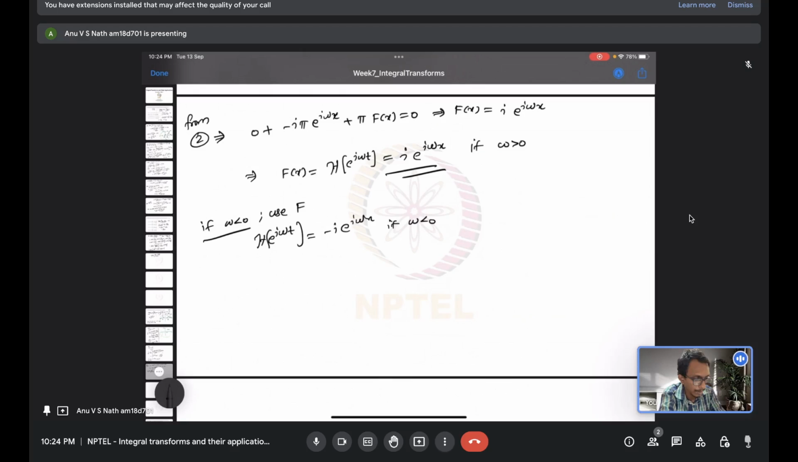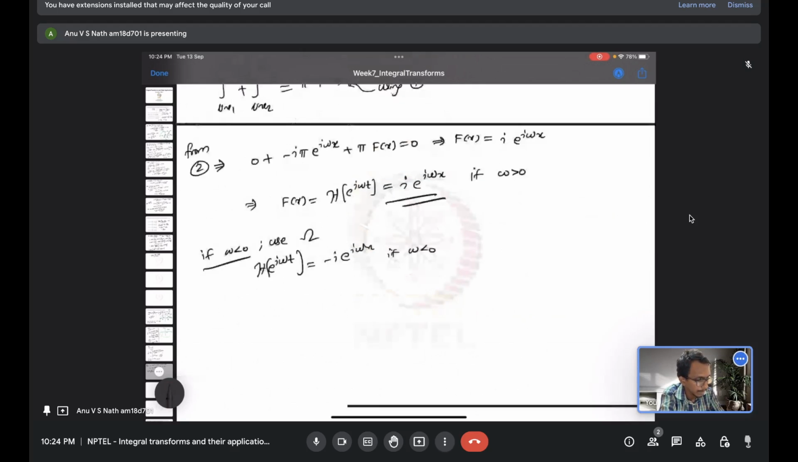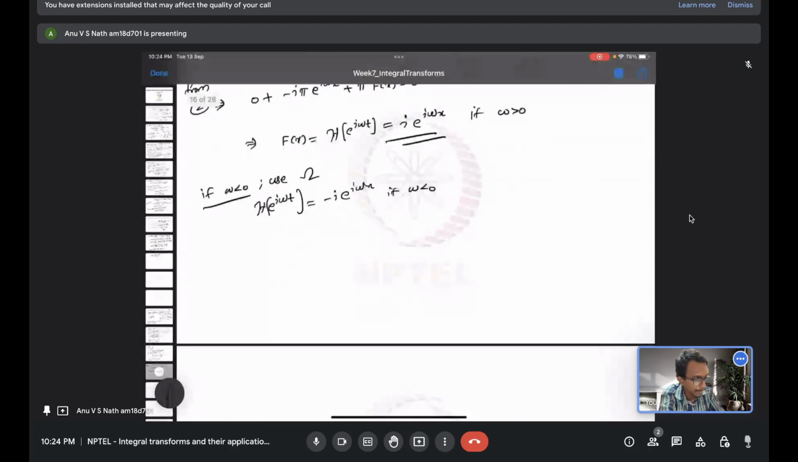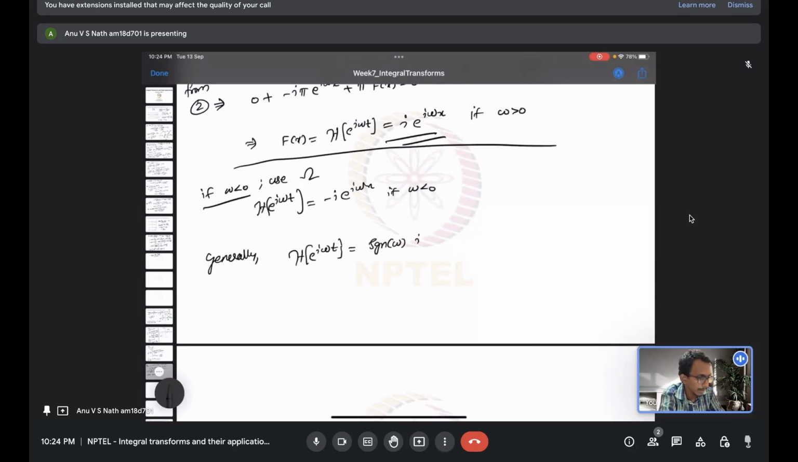Let me say this is omega. This was gamma, so here we had to use omega. Generally, then, we can say the Hilbert transform of e raised to i omega x, or i omega t, is the sign of omega times i times e raised to i omega x.